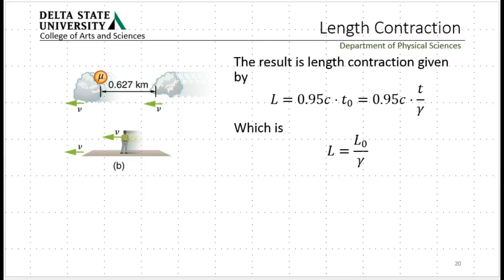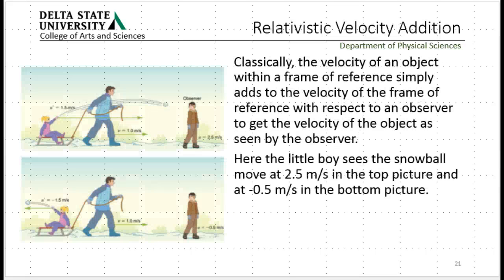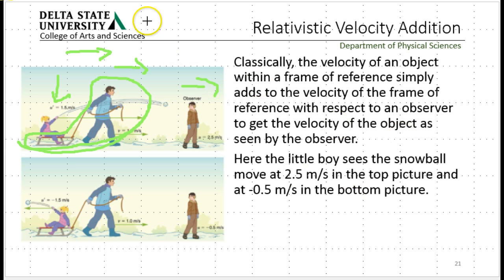All right, now how do we add velocities when they're relativistic? So if you remember from last semester when we had velocity, here's an inertial frame. This guy pulling the sled defines the inertial frame that this little girl is sitting in. So he's heading along at 1 meter per second. She tosses the snowball at 1.5 meters per second. The little boy sees the snowball coming at him at 2.5 meters a second.